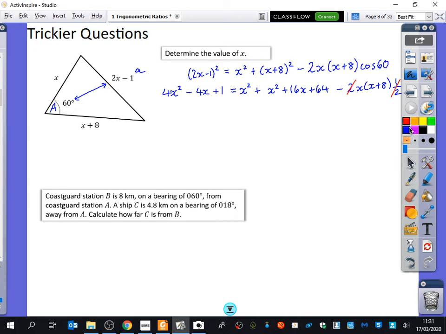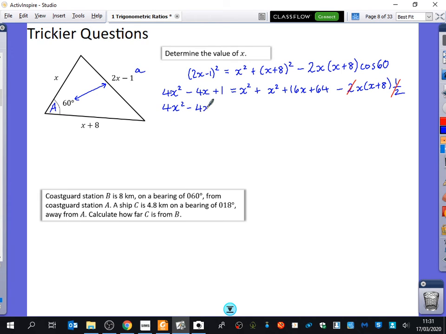So I'm now going to do a bit of collecting of like terms. I'll take it a bit easy. I've got 4x squared minus 4x plus 1 equals, and then this side, it looks like I've got x squared plus x squared plus 16x plus 64. Remind yourself you've still got the minus there, so you've got minus x squared plus 8x or minus 8x? Minus 8x. So you've got minus 8x. Okay, I'm still going to take my time with this because this is where we can make easy mistakes. So I've got 2x squared minus x squared, that's just x squared. I've got 16x minus 8x, that's just 8x. And then I've got 64.